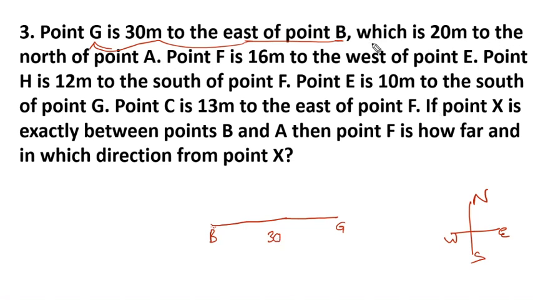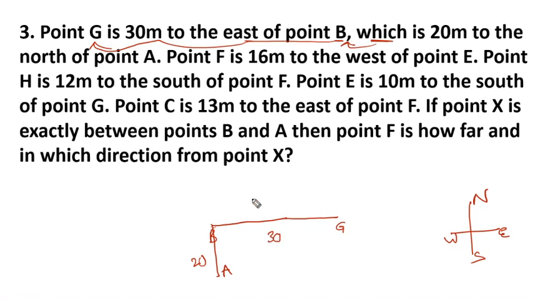B is 20 meters north of A. So here, the keyword refers to the point called B. B is 20 meters north of A, which means to the north of A by 20 meters, B should be present. So to the north of A by 20 meters the point B is present, right?